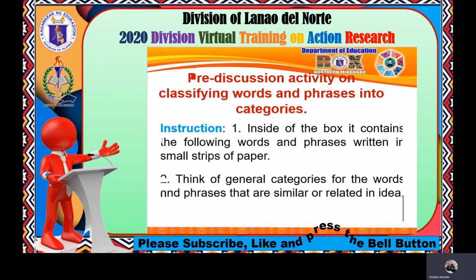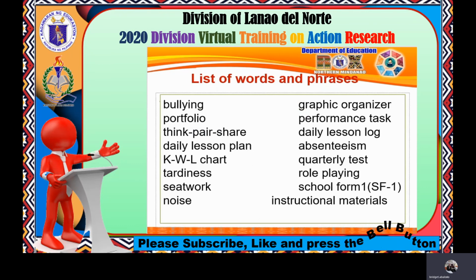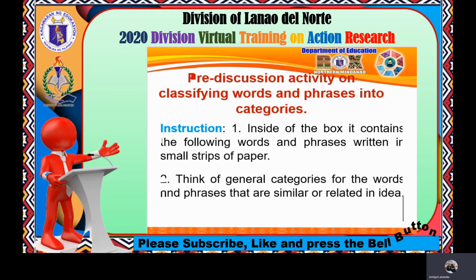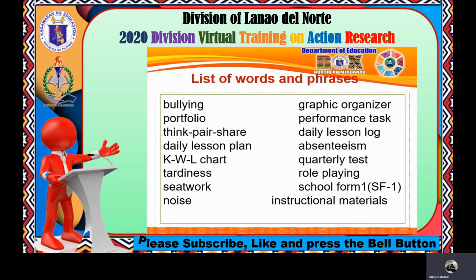So let us have now the list of words and phrases. Bullying, portfolio, think, pair, share, daily lesson plan, KWL chart, tardiness, sit work, noise. Another, graphic organizer, performance task, daily lesson log, absenteeism, quarterly test, role-playing, school form 1, and instructional materials.